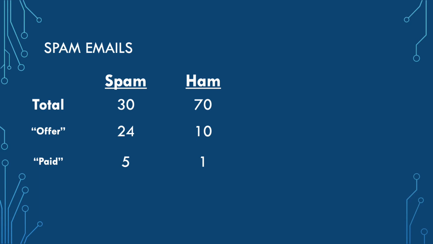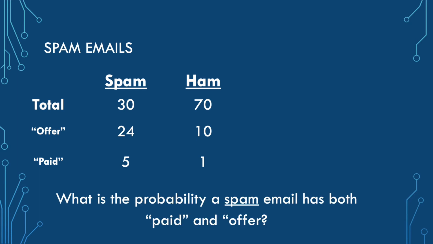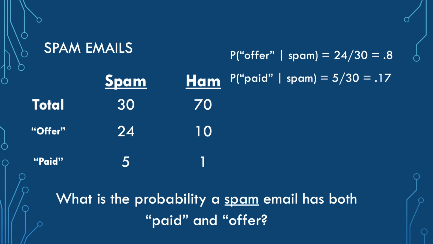So using the same approach that we did before, we want to calculate the probability that a known spam email has both the terms paid and offer. We know from before that the probability that an email contains the word offer, given that we know it's spam, is 24 over 30, or 0.8. Likewise, we know that the probability that a known spam email contains the word paid is 5 out of 30, or 0.17. So, given the naive Bayes algorithm, we naively can assume that these probabilities are independent.